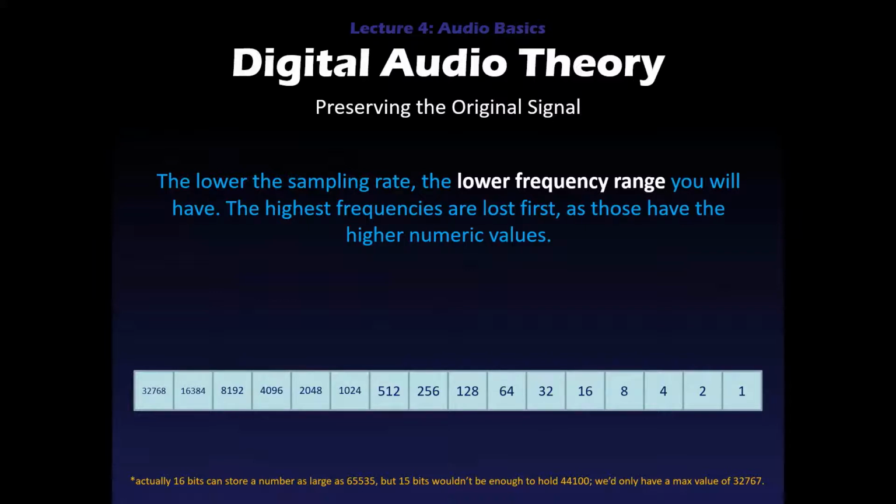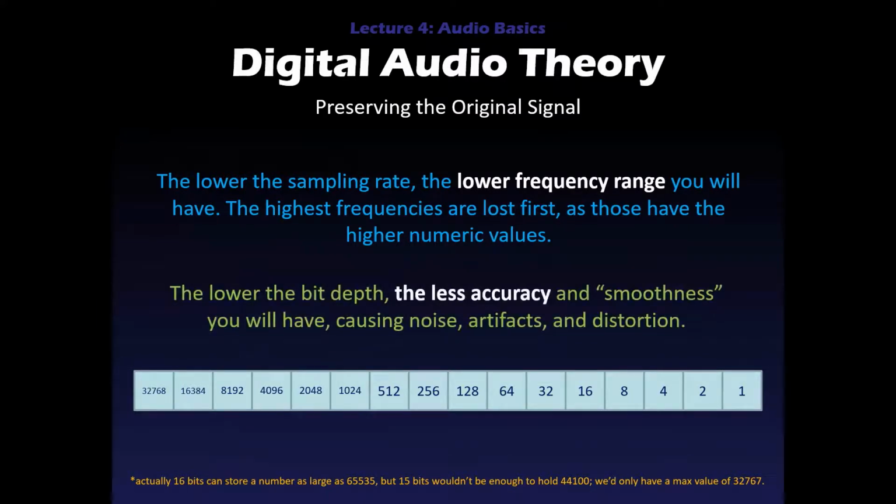So we could get rid of a lot of the high end, basically make a lower sampling rate and get away with it and save space. Nowadays, we don't have to worry as much about that sort of thing, but it's important to know the history behind it. So lower sampling rate means lower frequency range.